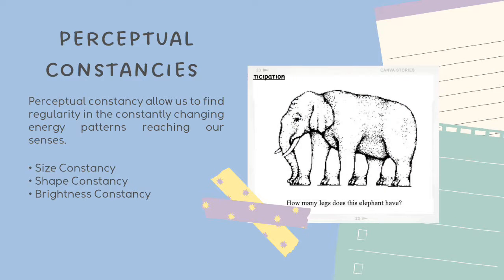Perceptual constancies. Perceptual constancies allow us to find regularity in the constantly changing energy patterns reaching our senses. In vision, the image projected on the retina is constantly changing, but the external world appears stable and undistorted because of size, shape, and brightness constancy.